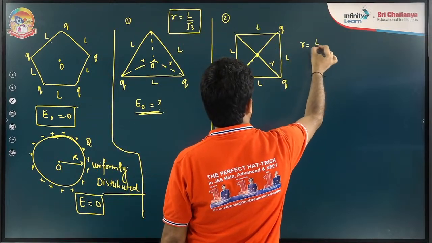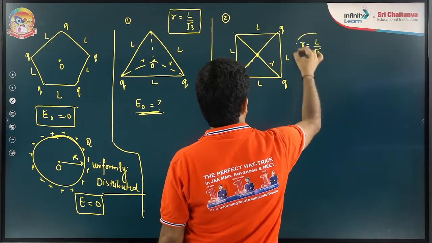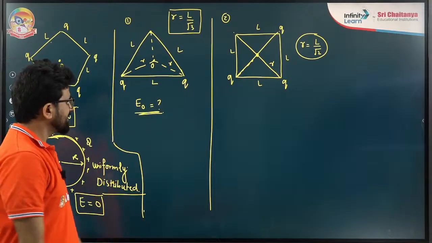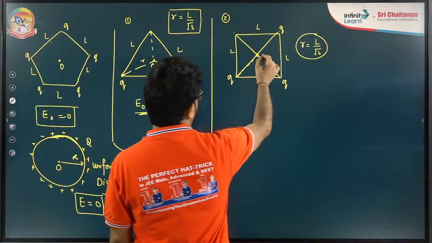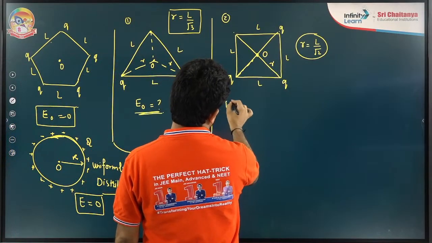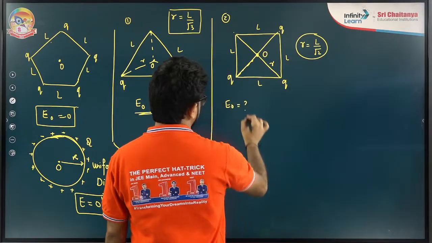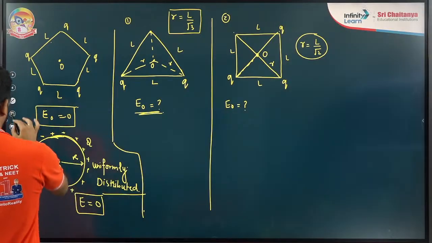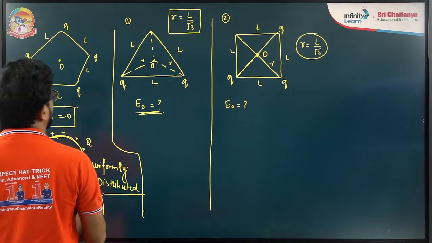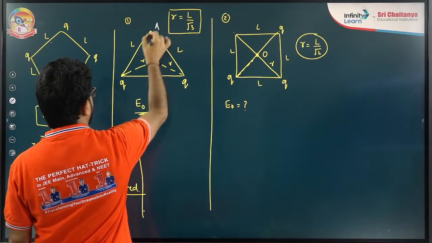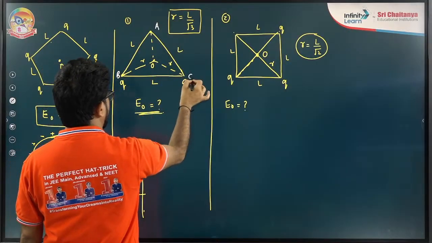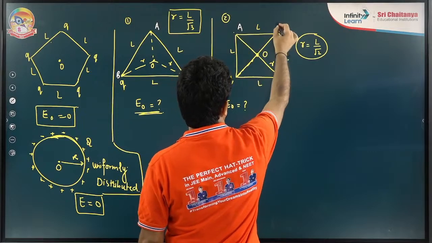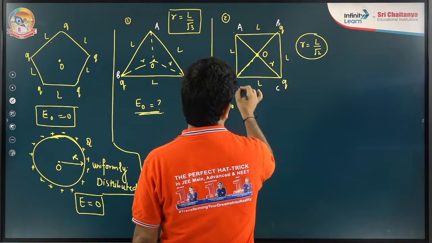That is equal to L by root 2. Don't worry about these values. How much value I have given to you. Now the question is: what is the field at O? This is the field at O. I am asking what is the field at O. And if I ask you the direction also, you can tell the direction also. It is very simple. This is A point, this is B point, this is C point. Here also I am putting this point. This is A, this is B, this is C, this is D.